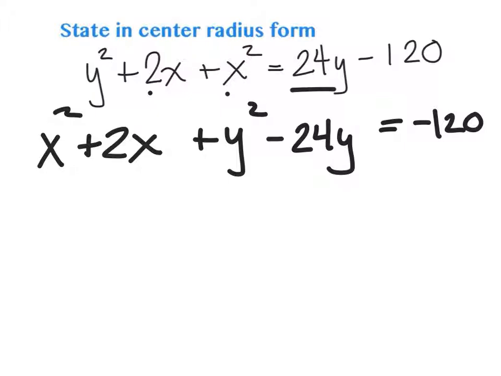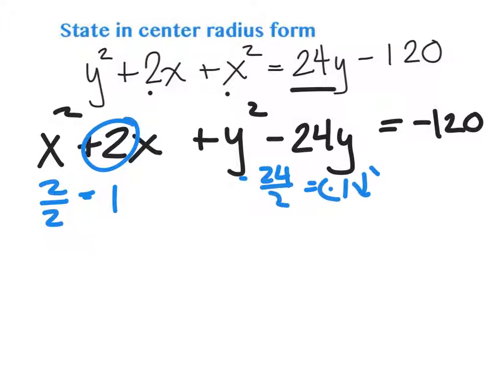And then I'm going to go through and complete the square twice. So there's my b term. Take that b term, cut it in half. That's 1, square it, and I get 1. Take this b term, cut it in half. That's negative 12. Square it, and I'm going to get 144.